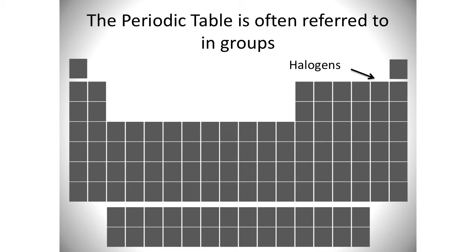Now we are going to switch gears to our nonmetals and talk about group 17, the halogens. We do need to know that name. So you do need to know that group 17 is called the halogens.